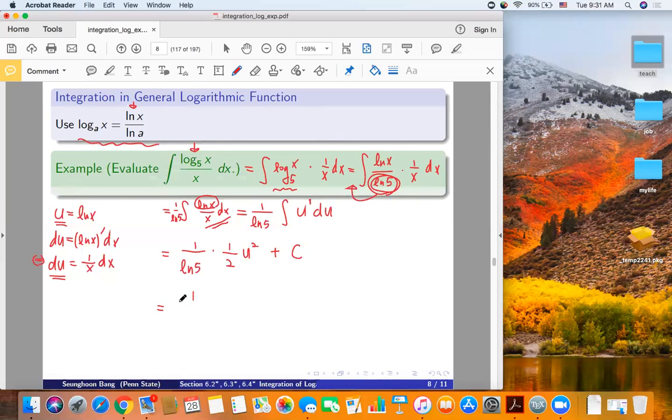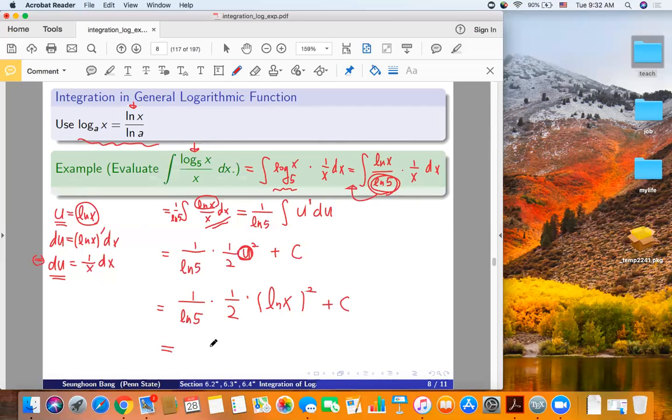Same as 1 over ln of 5 times 1 over 2 times what u? Change back. The u is ln of x again. Here, ln of x squared plus c. We just simplify more.